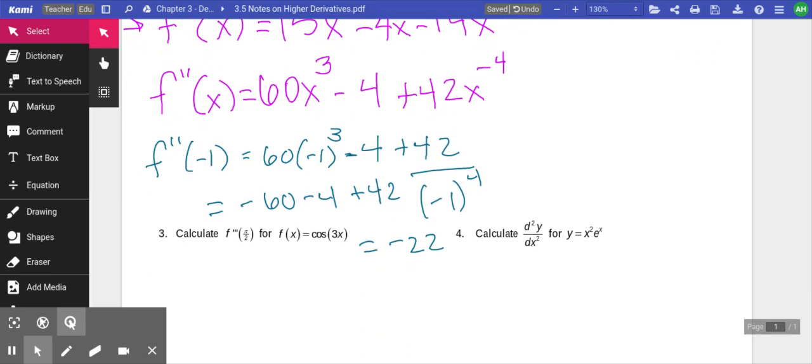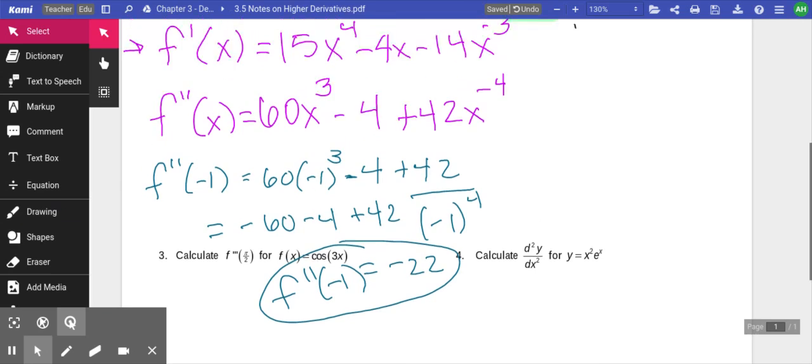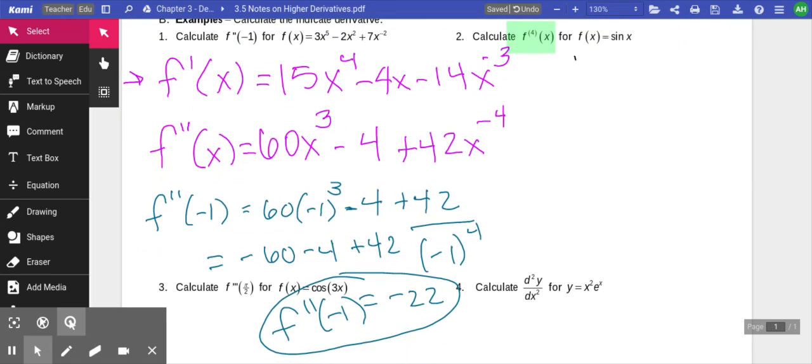I know that I'm out of space, so you're just going to have to bear with me. What this means is that f double prime of negative 1 is equal to negative 22, given my original function f of x equal to 3x to the fifth minus 2x squared plus 7x to the negative 2. When you have to evaluate at a specific number, my suggestion is to work through the generic derivatives and then evaluate for that specific number.